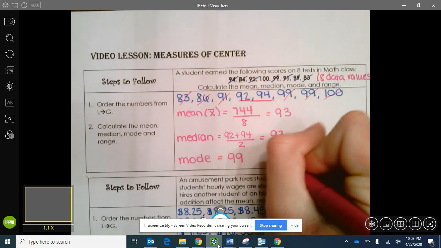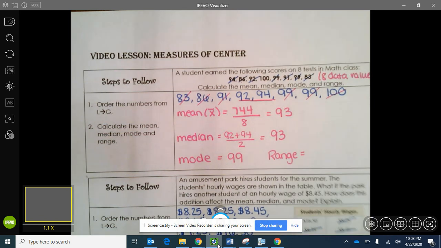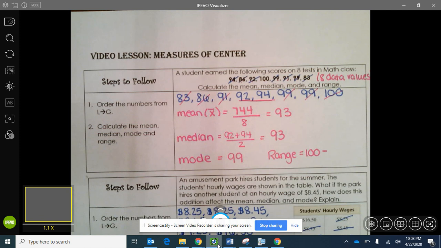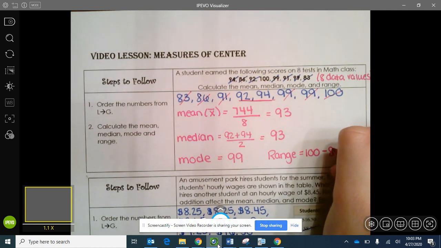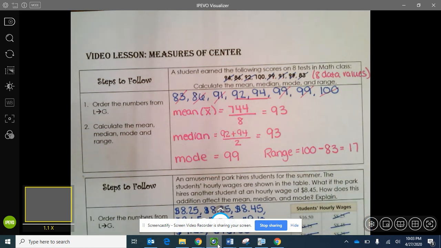And then last but not least, the range. The range is found by taking the largest number, which in our case is 100, your maximum number, minus your smallest number or your minimum. That will give us a range of 17.